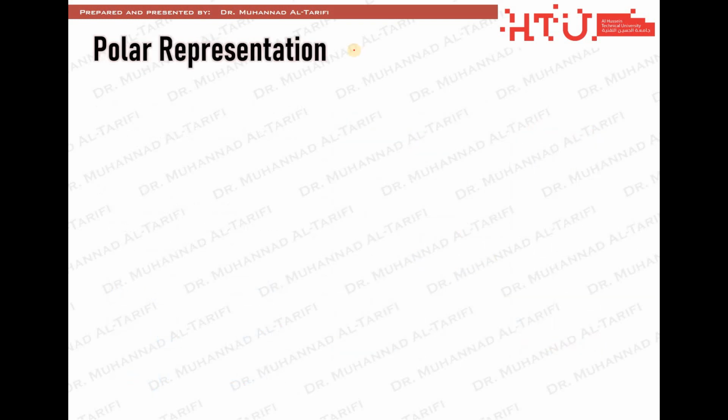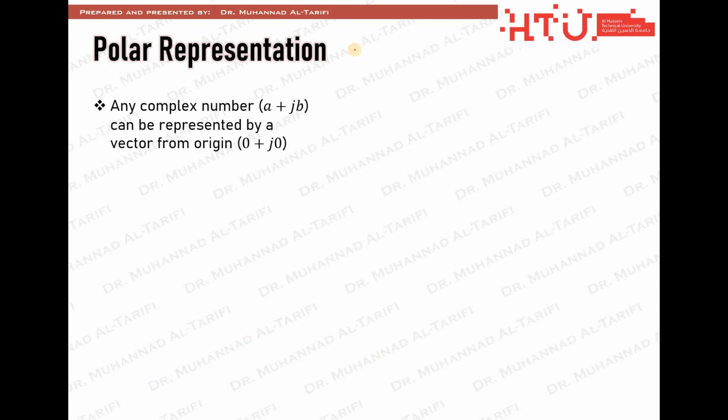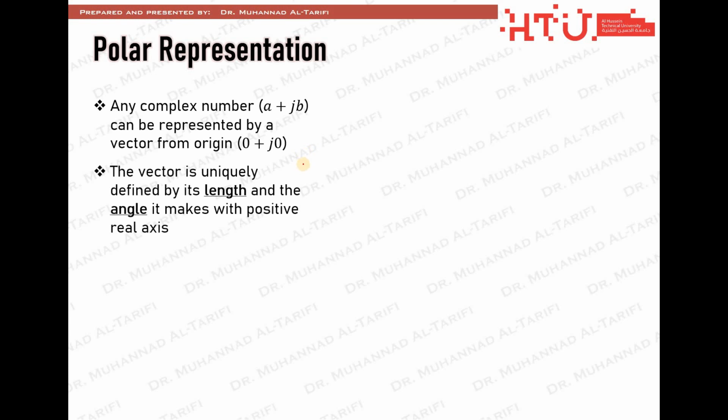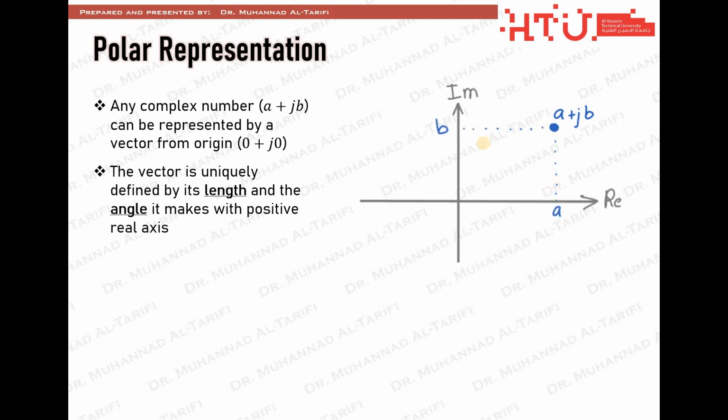As we know from vector analysis, any point in Cartesian coordinate system can also be represented by polar form. This should apply for complex plane as well, which gives us another representation of complex numbers. So, if a plus jb is my complex number in rectangular form, then the polar form of this number will be r, which is the length of this vector from 0 plus j0 to a plus jb, and theta, which is the angle it makes with the positive real axis, assuming counterclockwise rotation.